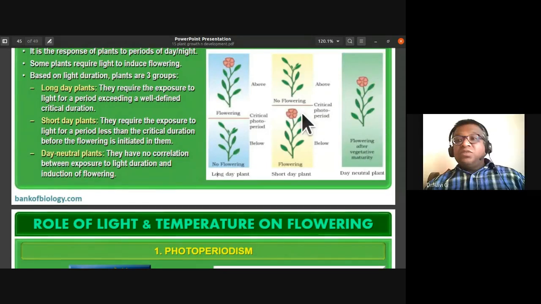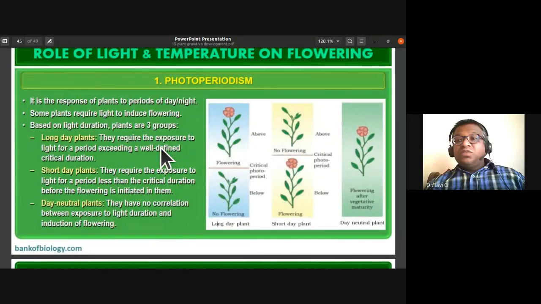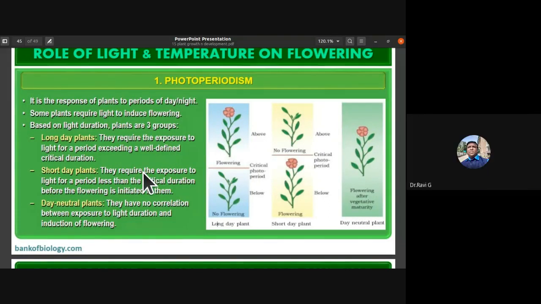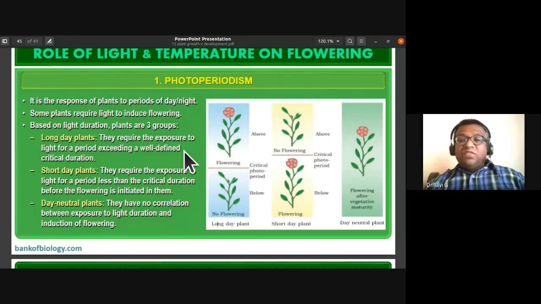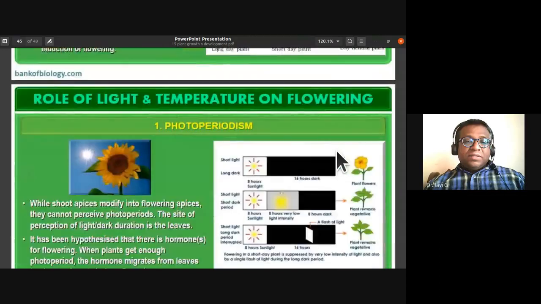There is no correlation. So photoperiodism is a phenomenon in which plants flower whenever they are exposed to light. So exposure to duration of light induces flowering in case of photoperiodism. Photoperiodism is a response of plants to the duration of day or night, or periods of day or night. Some plants require light to induce flowering. Photoperiodic plants require light to induce flowering, except for the day neutral plants.